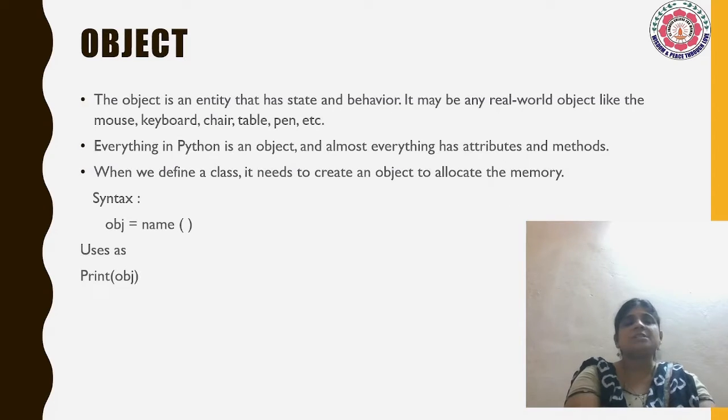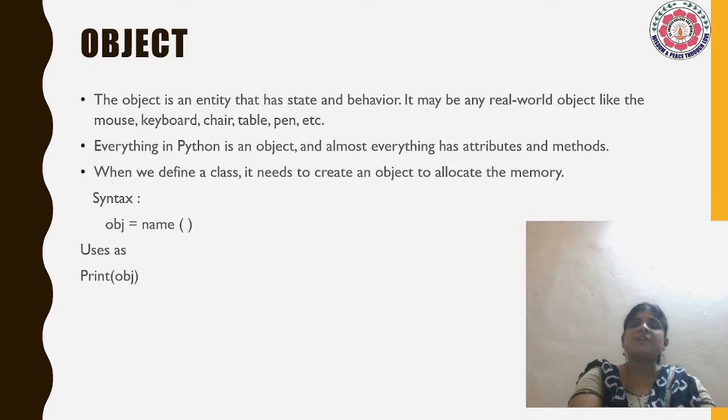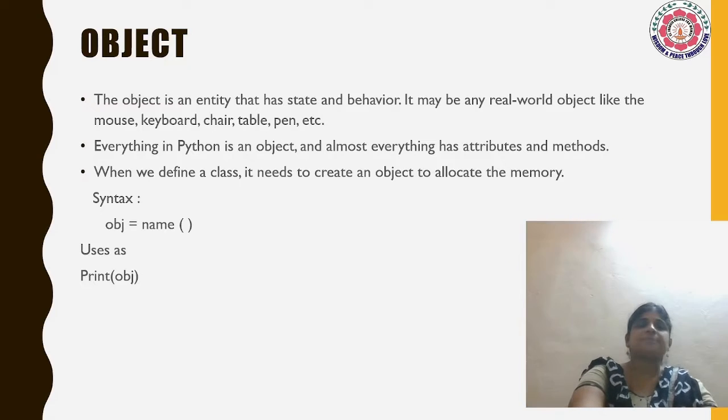We will now see what an object is. An object is an entity that has a state and behavior. It is like a real-world object, and it's an instance of your class. In Python, everything is an object. Almost everything has attributes and methods. When we define a class, it needs to create an object to allocate the memory. The syntax for it goes something like this: we write the name of the object equals the class name, and then we can print the object.